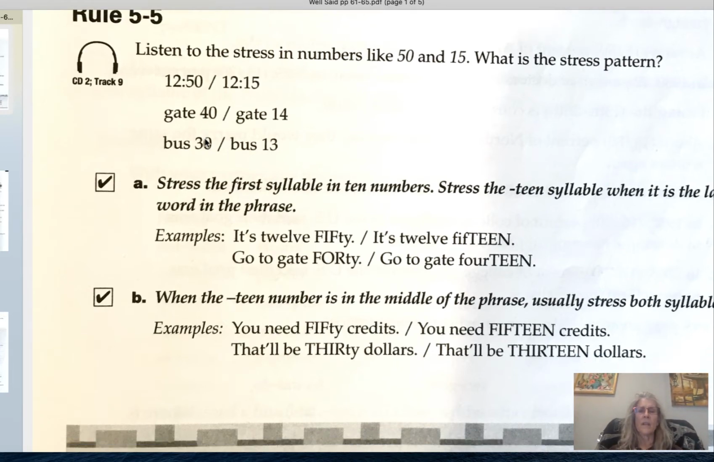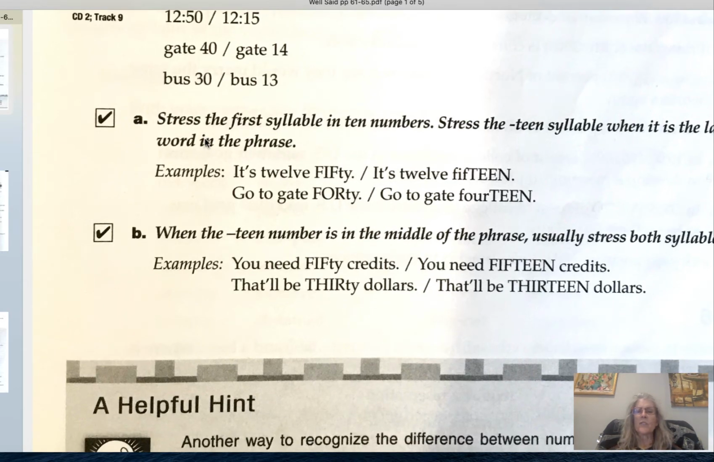Okay. However, when the teen number is in the middle of the phrase, usually stress both syllables. So notice up here, the teen was the end of the phrase, but down here, the teen is in the middle. There's another word that follows. So the rule is, go ahead and stress both syllables if there are words that follow that number.